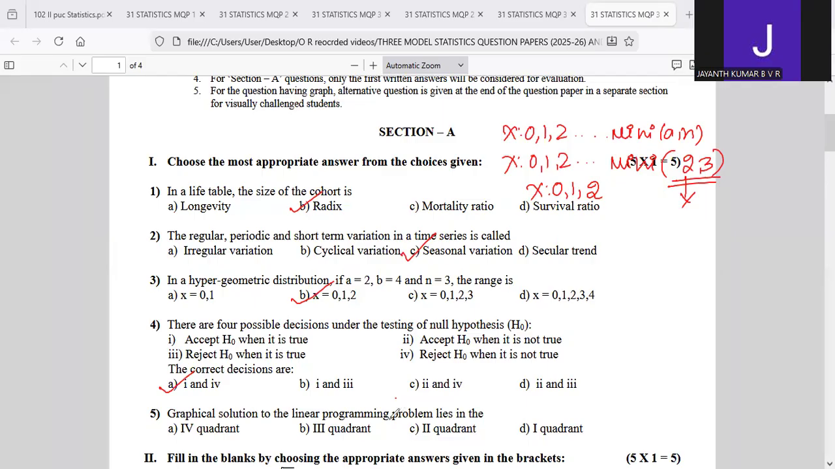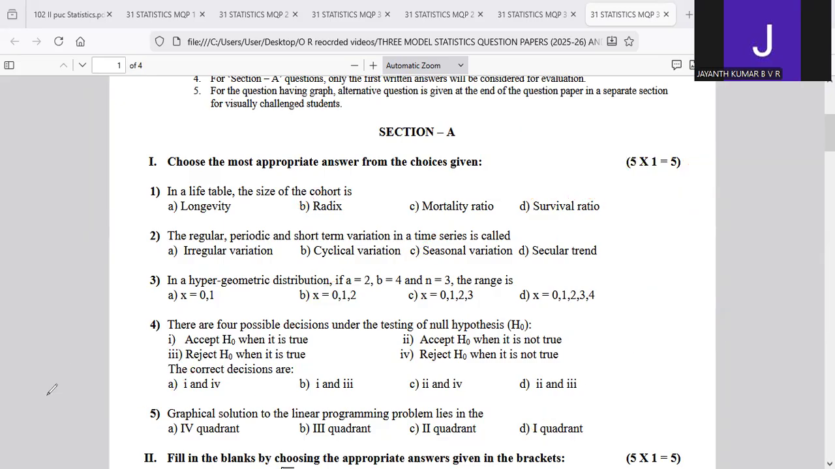The graphical solution of a linear programming problem lies in the first quadrant. Why? Because both are positive. In the other quadrants there is a minus. So in the first quadrant only, a feasible solution always exists. So this is model number 3, MCQ questions.